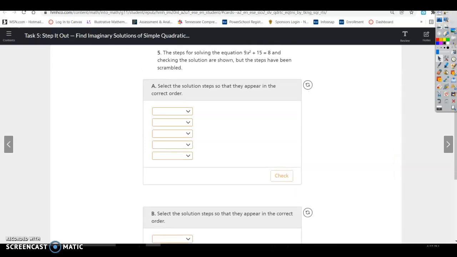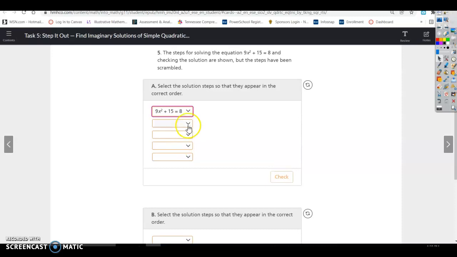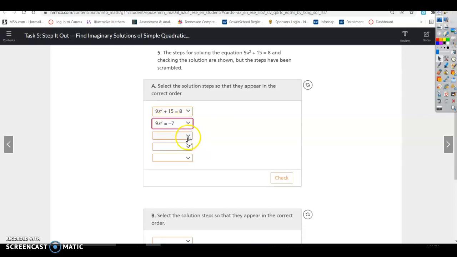All right, so the first thing we should have is the equation here. So let's find step 1, which would be the original equation. All right, the next step would be to subtract 15 from both sides. So we should have 9x squared equals negative 7 would be our next step. The next step would be to divide by 9. So x squared equals negative 7 divided by 9.